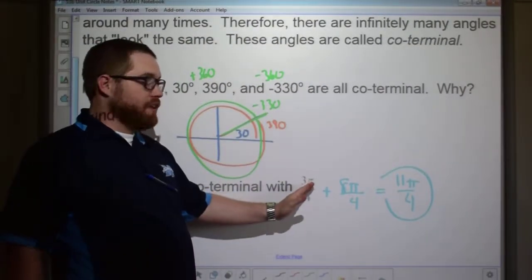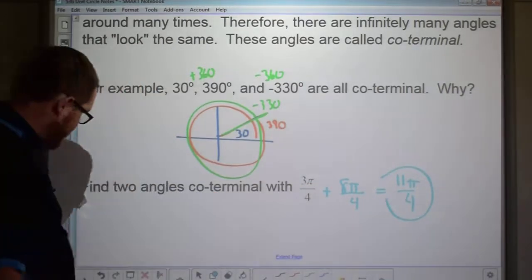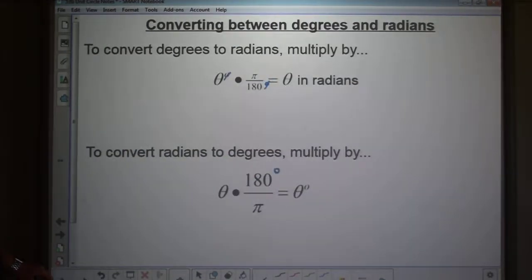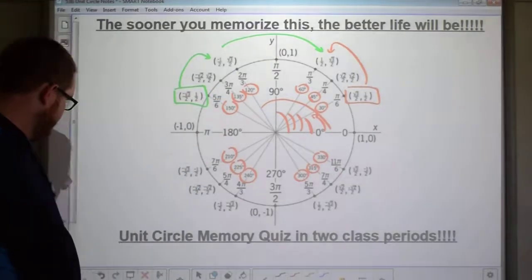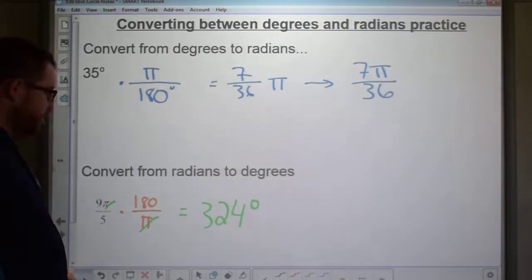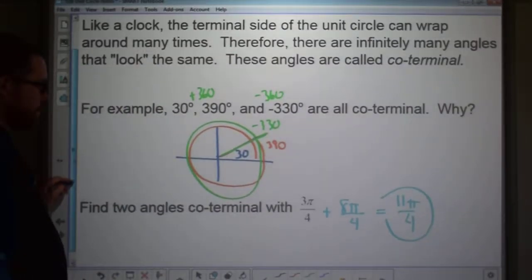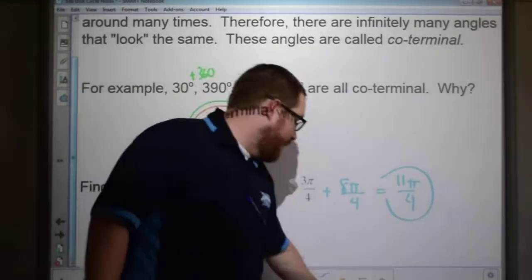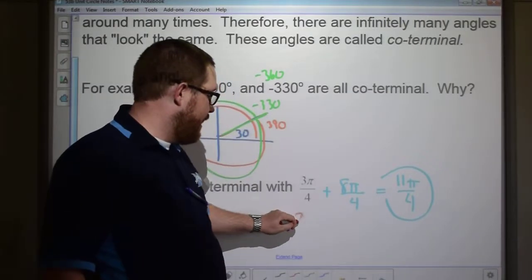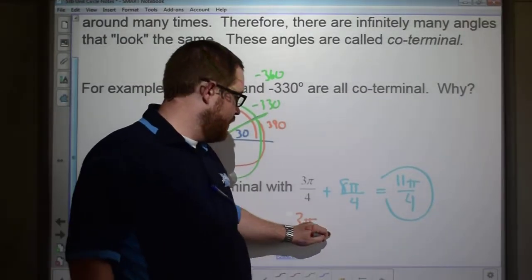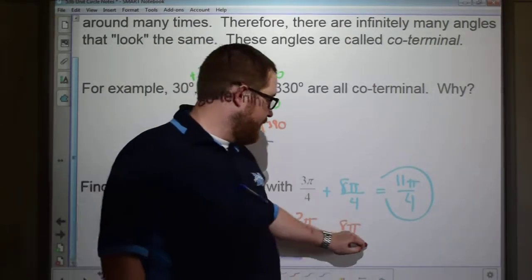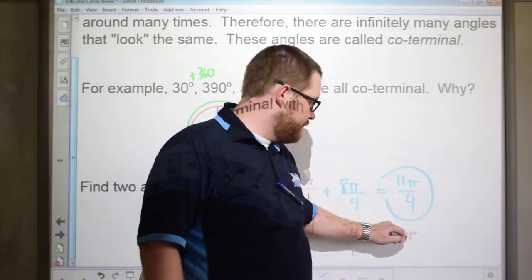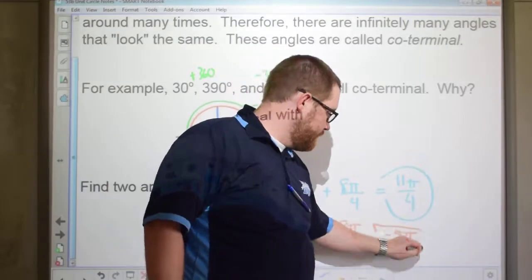It's in the same spot as 3 pi over 4, which, just to show you, on the unit circle was right here. So it's way over here, but it's been rotated all the way around. Instead of adding 2 pi, I could also subtract 2 pi. Again, I'm going to use 8 pi over 4 to represent 2 pi. And that's negative 5 pi over 4.